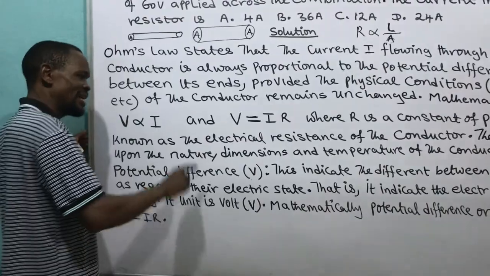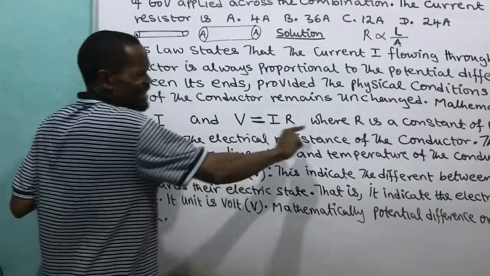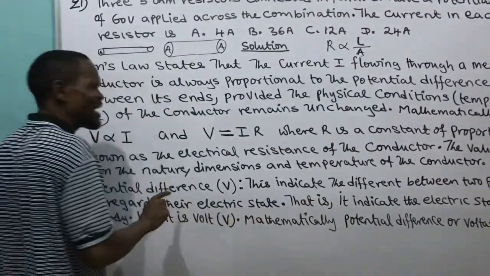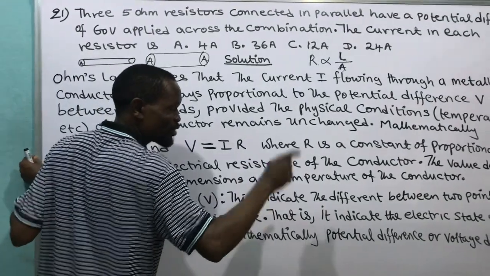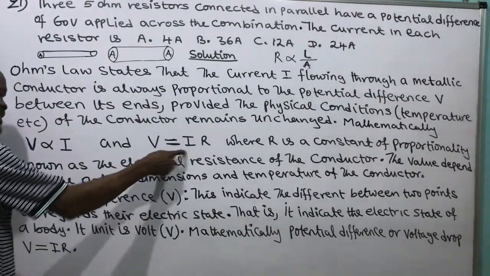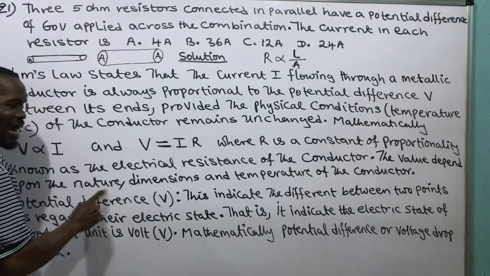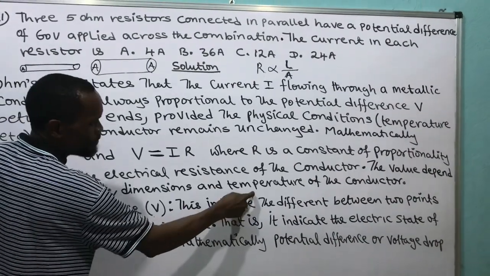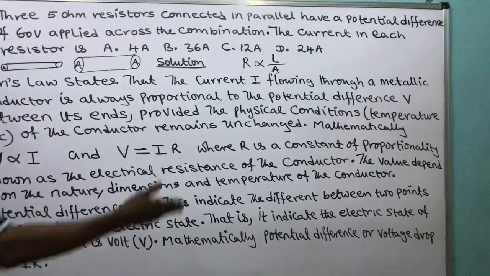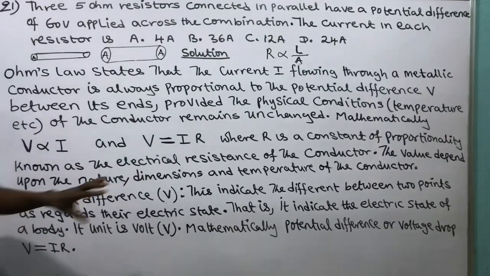So let's see that the electrical resistance, which is a constant of proportionality, is a constant, and it depends on the nature of the wire, the dimension of the wire, and the temperature of the wire or the conductor. Then I will now come back and say full stop.